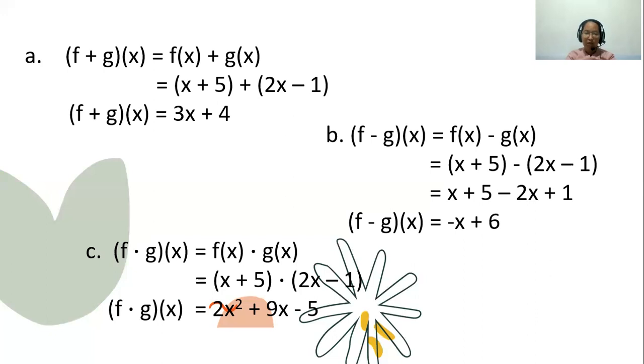Again, for doing the FOIL method, you need to multiply x times 2x for the first terms, and that is equal to 2x squared. Then outside, we have x times negative 1, which is negative x. Then 5 times 2x is 10x. So simplifying that, 10x minus x is equal to 9x. Then for the last term, 5 times negative 1 is negative 5. That's why we have 2x squared plus 9x minus 5.